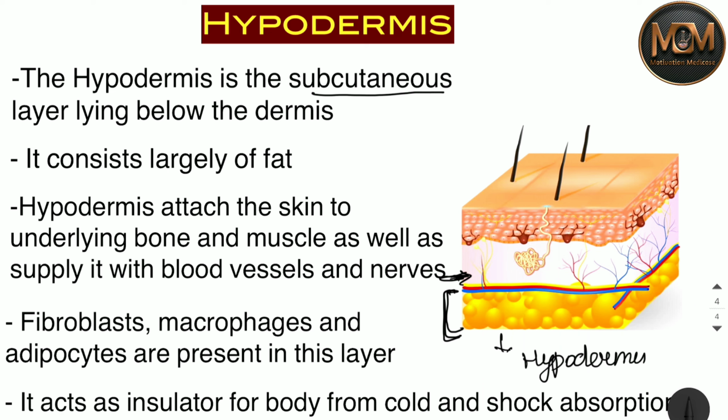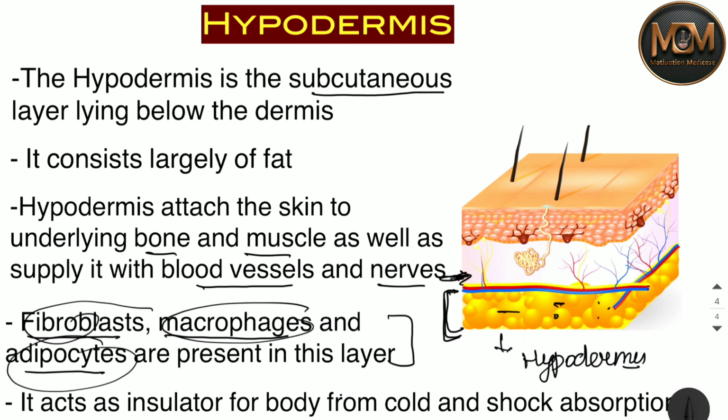It consists largely of fat, and the hypodermis attaches the skin to underlying bone and muscles, as well as supplying it with blood vessels and nerves. This hypodermis has fibroblast cells, macrophage cells, and adipocyte cells present in this last layer.